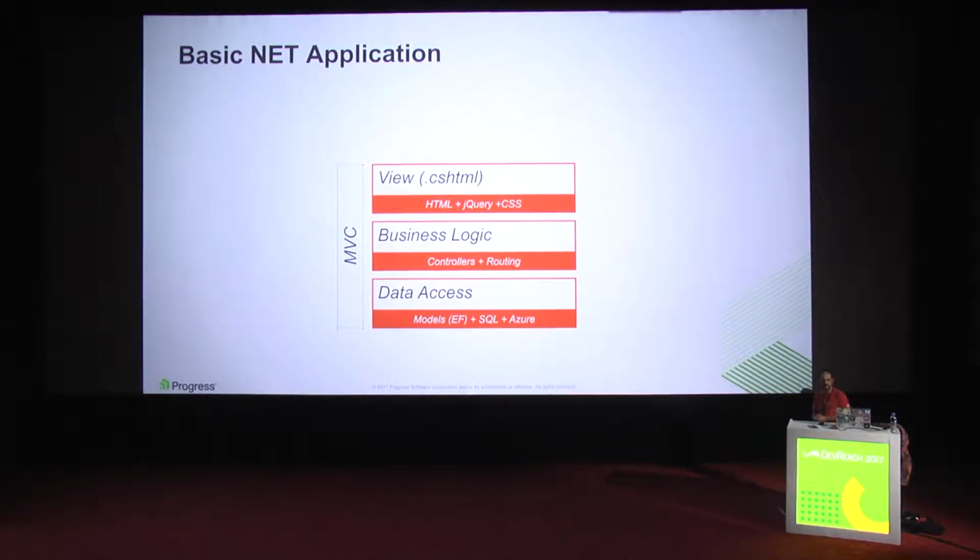In your basic ASP.NET application, we have our MVC pattern, or model view controller. Our views are mainly composed of CSHTML or Razor, and that generates our HTML and often contains some CSS and JavaScript. A lot of times we're using jQuery in this environment. And then we usually have our controller, which contains our business logic and handles some routing. And then our data access, we're talking to SQL. We might have something going through Azure. And we have our Entity Framework models that we work with.